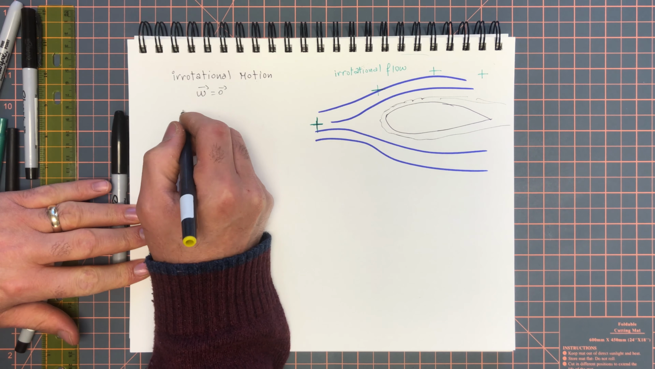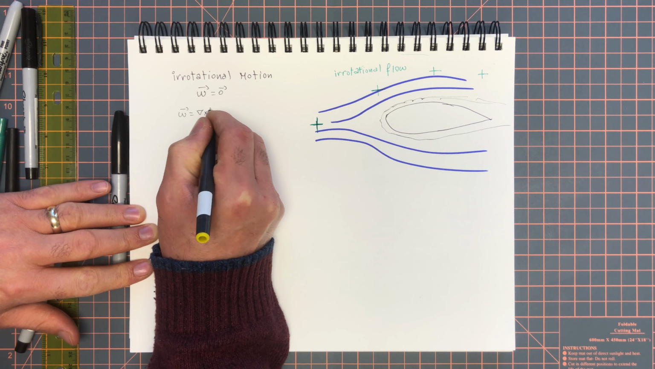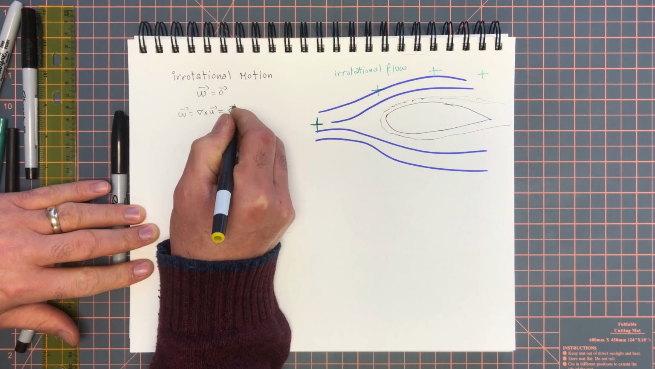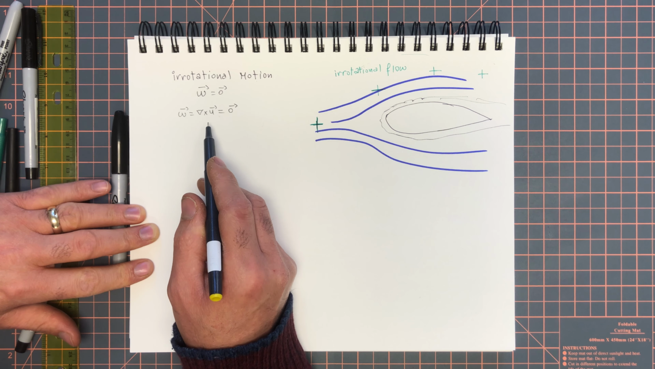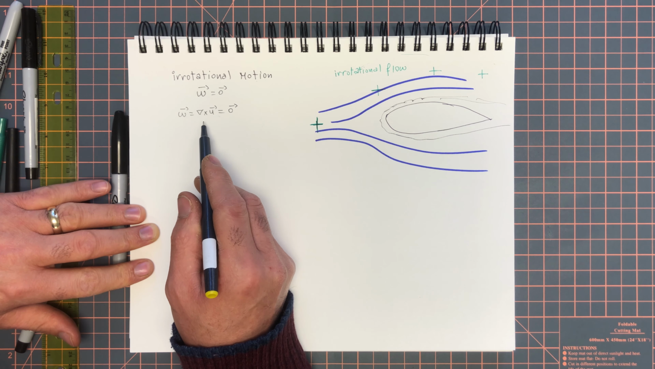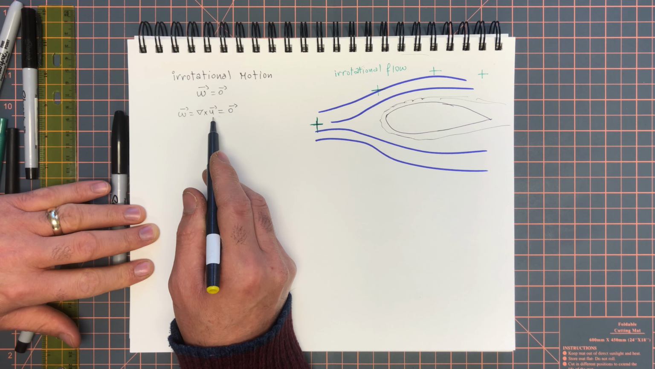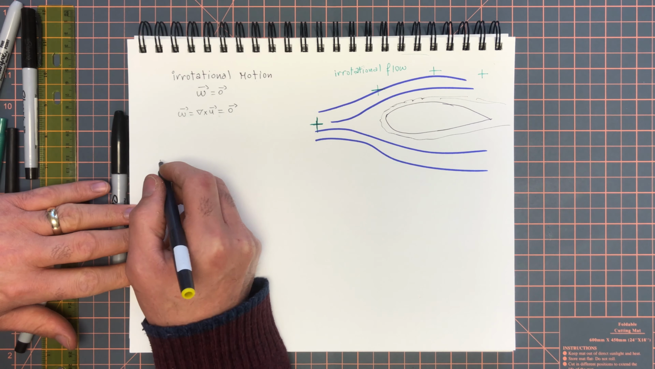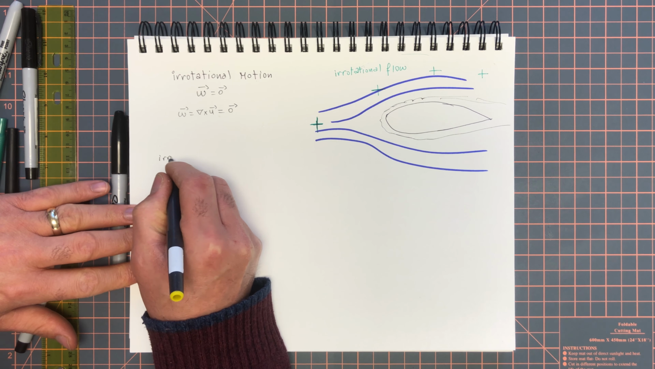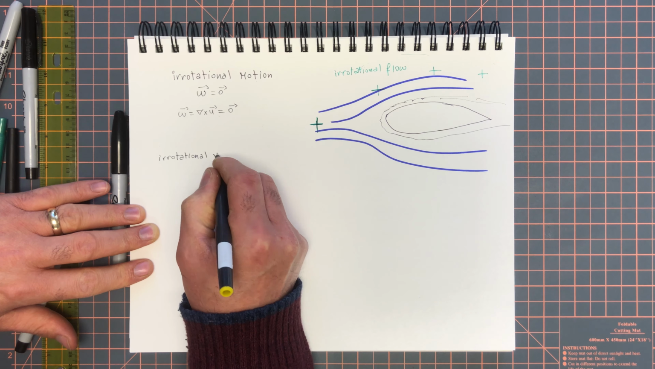Specifically, irrotational motion is derived by assuming that omega, the vorticity vector, is equal to 0. What that means is that omega equals curl u equals 0. It just means that there is no rotation in the flow. One way to think about rotationality is to consider two types of vortices. The first one is called the irrotational vortex.